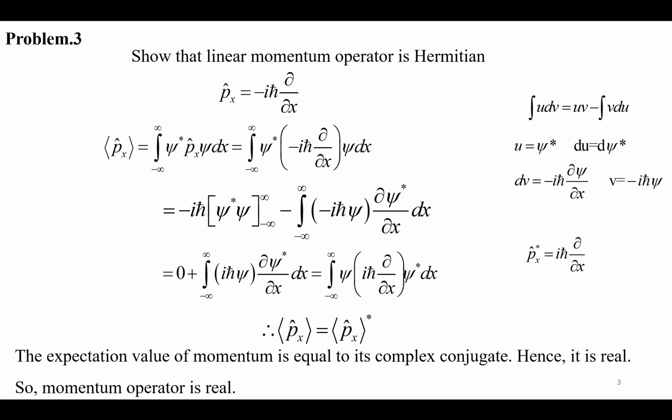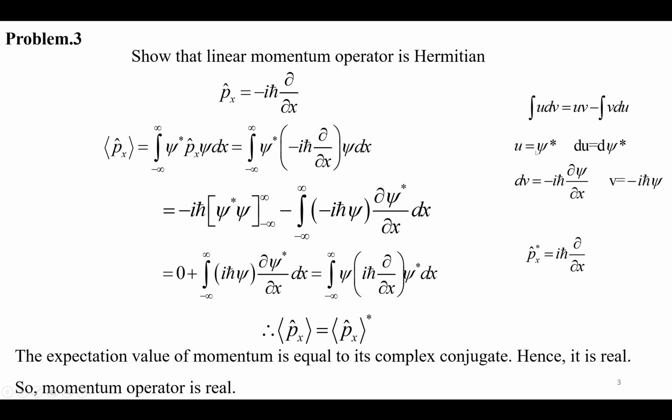So here u is psi star and dv is taken as minus i h cross d psi by dx. Now of course u equals psi star, so du equals d psi star. dv equals minus i h cross d psi by dx. Just integrating on both sides will give you v. The v equals minus i h cross psi.